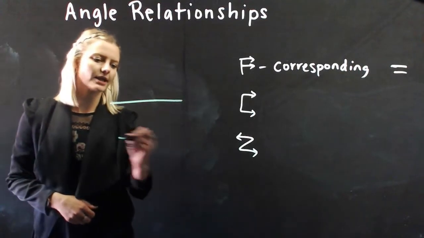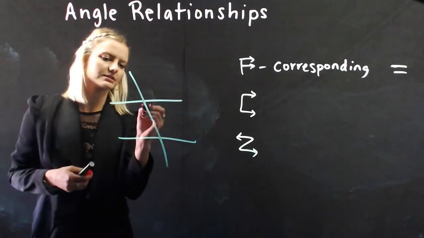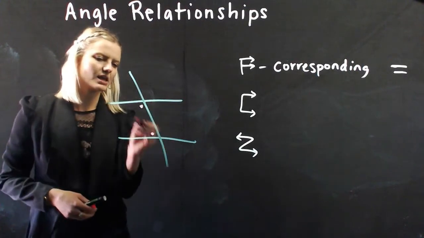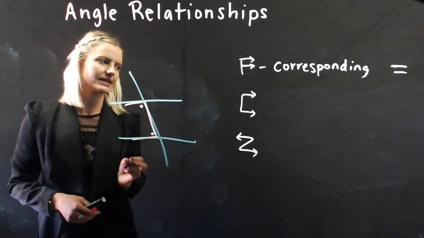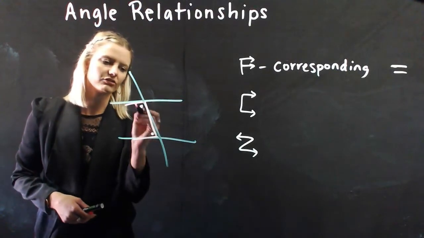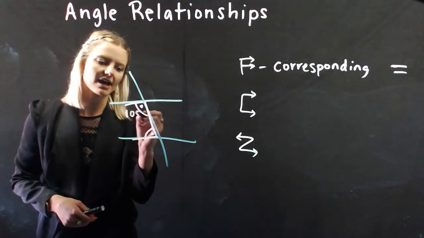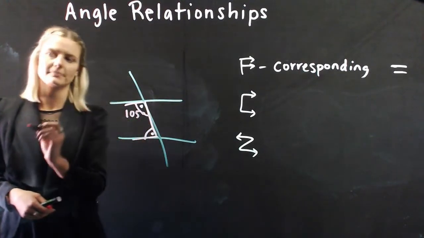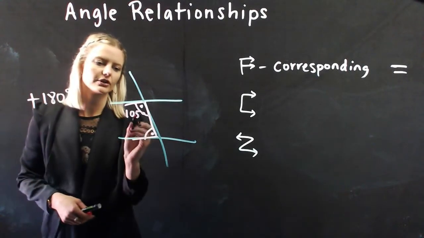The C rule applies when you've got two angles that are also on the same side of the transversal line, but they're within the parallel lines. It forms the shape C, and it can appear backwards. These two angles, they're not equal to one another. Rather, they add up to 180. They are supplementary. So, they need to equal 180 in total.